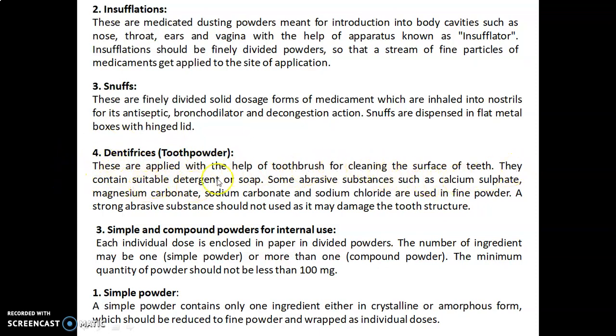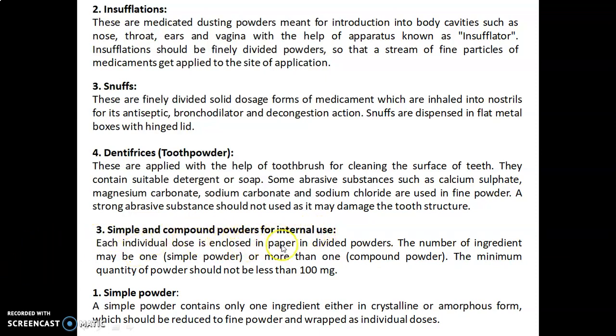They contain a suitable detergent or soap. Some abrasive substances such as calcium sulfate, magnesium carbonate, sodium chloride are used in fine powder. A strong abrasive substance should not be used as it may damage the tooth structure. Then next, third class, that is the simple and compound powder for internal use. This is the main class of the powder.